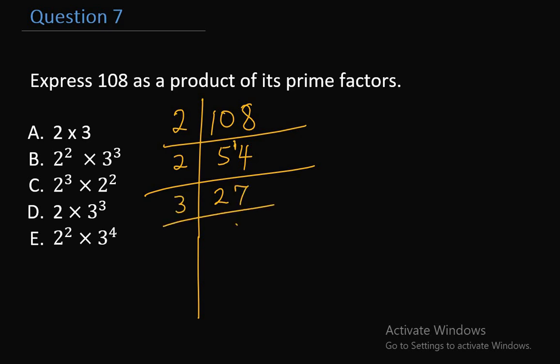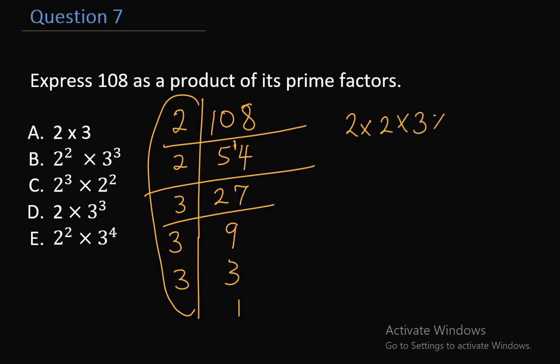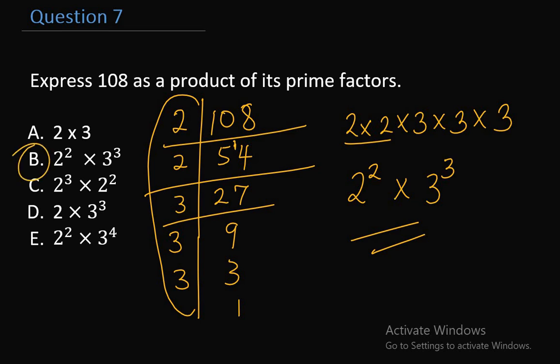27 divided by 3, 9. 9 divided by 3, 3. 3 divided by 3, 1. Okay? So, if I want to expand these divisors, it will give me 2 times 2 times 3 times 3 times 3. How many 2's do we have? 2 raised to power 2 times how many 3's? 3 of them. 3 raised to power 3. So the right answer will be B.